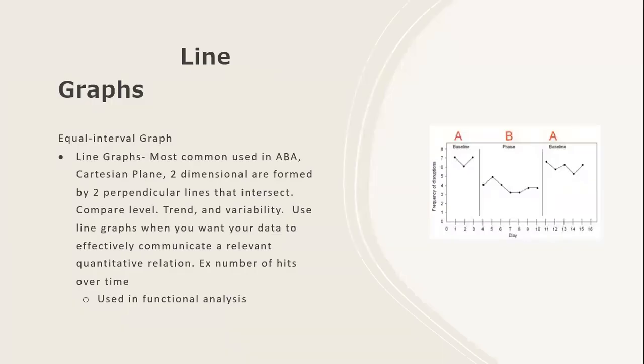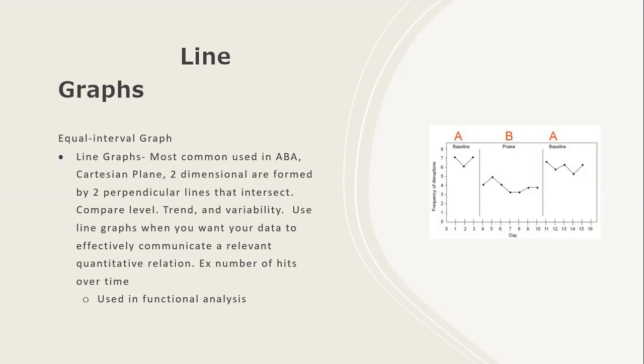So line graphs are equal interval graphs. So it's like 1, 2, 3. You see the days are equal interval every day. Frequency every day is equal. And you'll see you have A, B, A. So it's like a baseline, and then the intervention is the praise, and then they have the baseline. This graph probably was doing another intervention. So it would be baseline, praise, and then baseline and another intervention, but we're going to use the same data of disruption. I'm trying to figure out which one works.